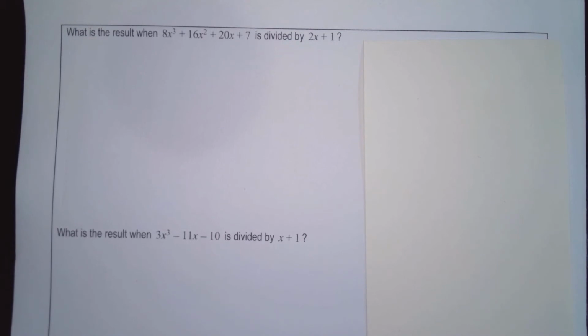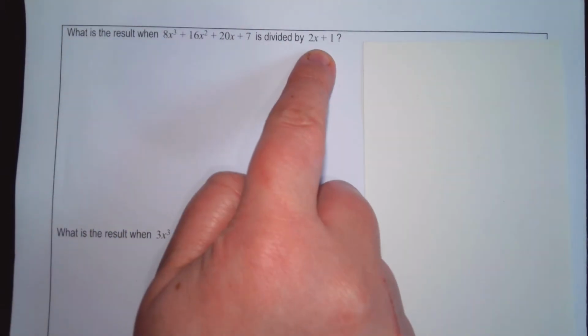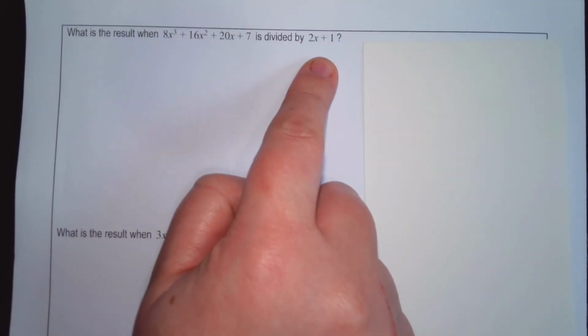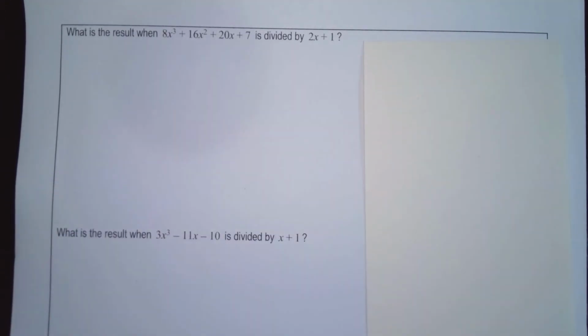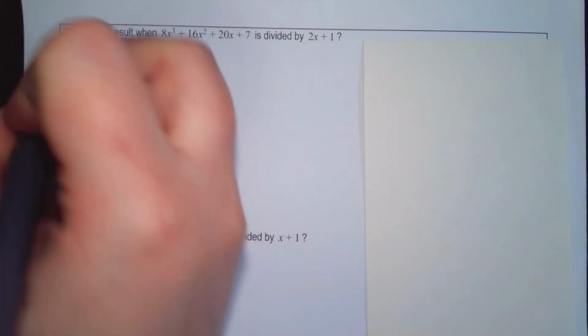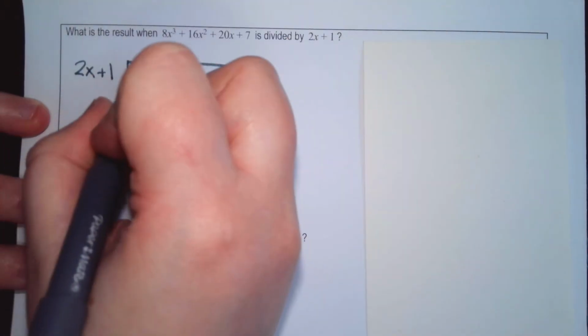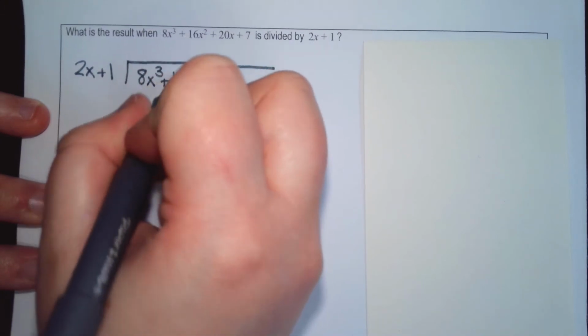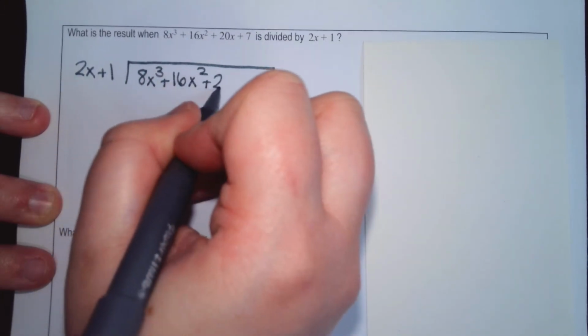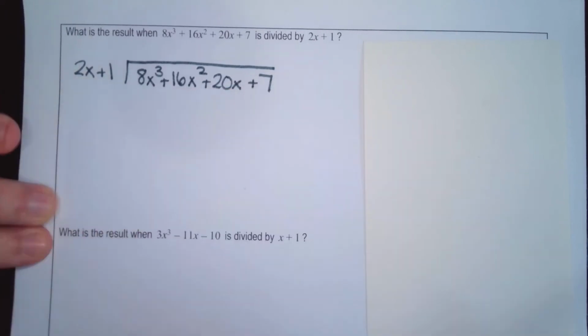So, our next one: what is the result when 8x cubed plus 16x squared plus 20x plus 7 is divided by 2x plus 1? So this one is worded a bit differently. All you need to know is our binomial, 2x plus 1, always goes on the outside of our division bar. So we have 2x plus 1. And then under our division bar is 8x cubed plus 16x squared plus 20x plus 7.